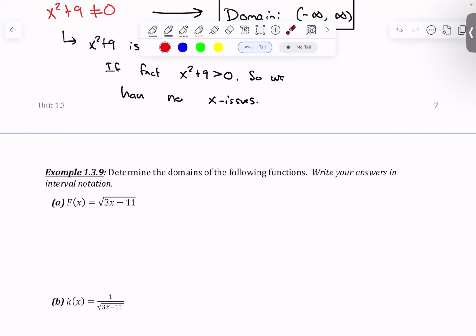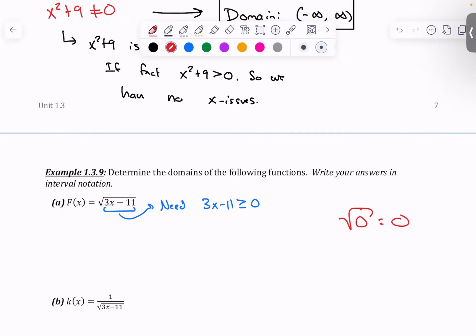It's dealing with a square root, an even root. And even roots need to have their insides positive, otherwise they start producing complex numbers. In particular, with this one, we need 3x minus 11 to be greater than or equal to 0. Remember, the square root is defined at 0. The square root of 0 is 0. So the square root of 0 does exist. But anything less than 0 is a negative number, and square roots can't handle negative numbers, at least not in the real world.